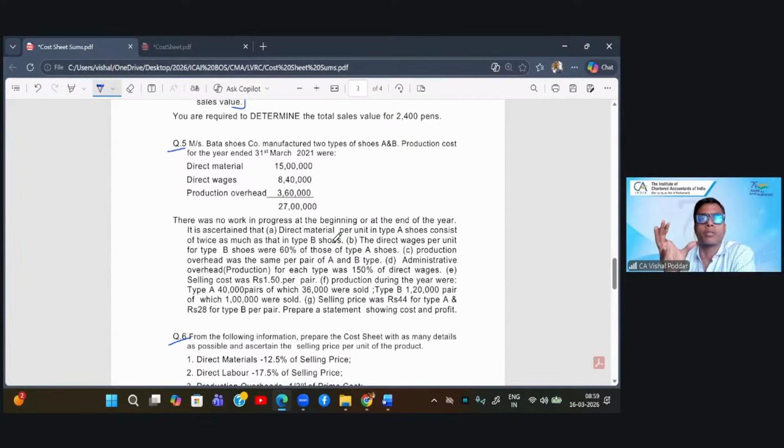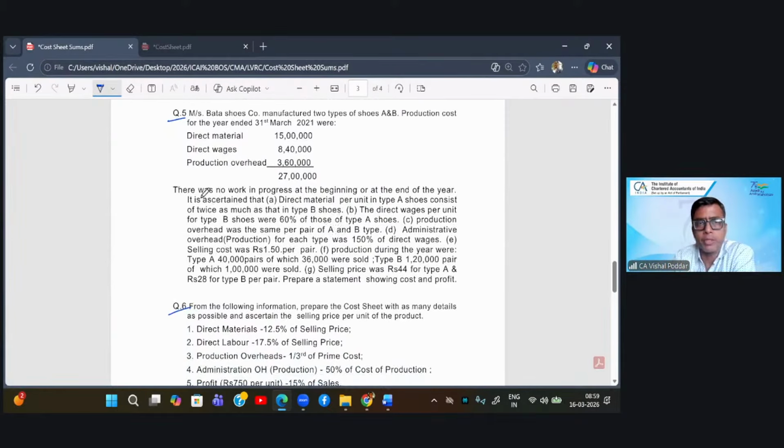It is ascertained that, now they ask you to split the cost between both the shoe type A and B and prepare the cost sheet for each shoe. So this is where this question slightly covers maths. Now what is given? It is ascertained that, now this is very important, for direct material, what is said? The direct material per unit of type A shoes is double that of type B shoes. Fine.